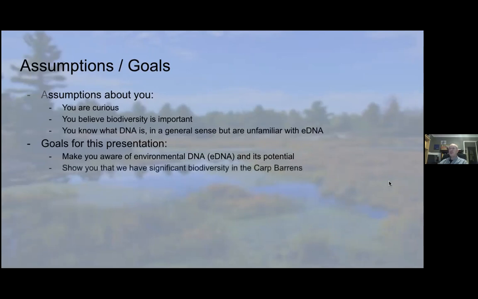I want to show you that we have significant biodiversity in the Carp Barrens, outside of what we already know we have that's collected by naturalists, for example. Want to interest you in supporting formal eDNA studies in the future. It has zero impact on the environment, and the information it generates can help us become better stewards and defenders of these places that we love. And I want to give you some simple ways to learn more and get involved. I'll give you some of those at the end of the presentation.